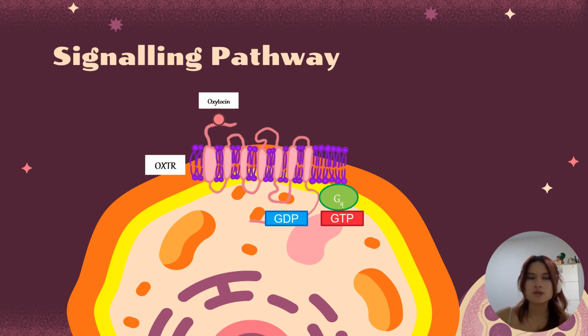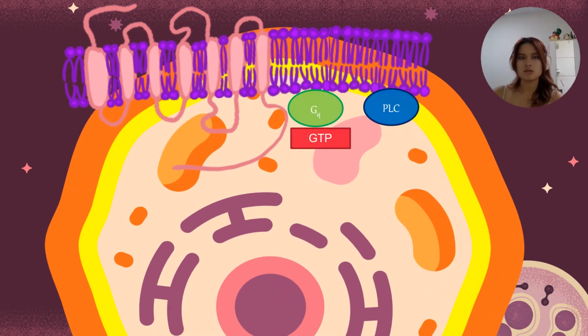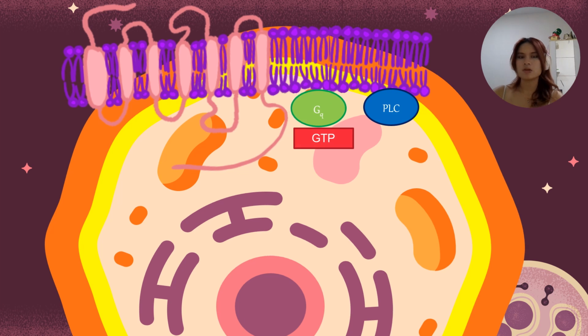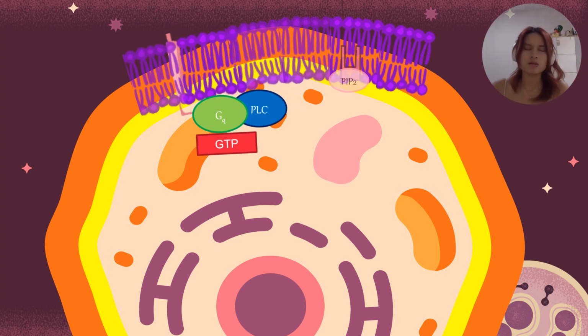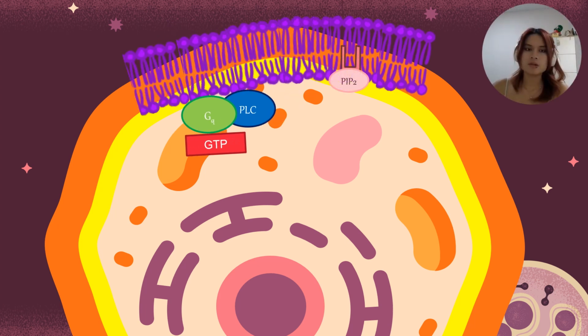This will cause the alpha subunit of Gq protein to bind with guanosine triphosphate instead of guanosine diphosphate. This will activate the Gq protein. The Gq protein then binds with membrane-bound phospholipase C. This will stimulate the breaking down of a lipid component of the membrane called phosphatidylinositol 4,5-bisphosphate, or PIP2.